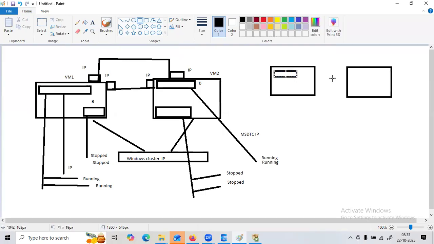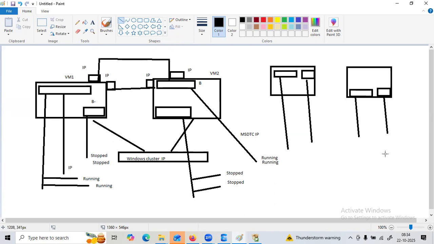this is the SQL server A I added, and it's already running here. What I did, we fail over to here. What will happen? Both services will be running on the one computer. Previously B was actively running on VM2, and we failed over to VM1.